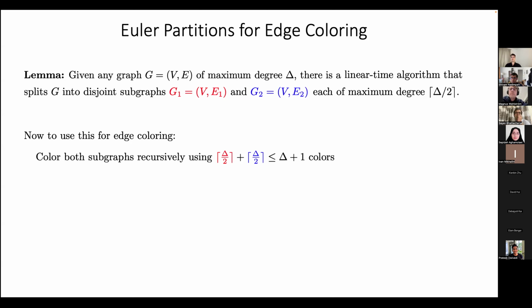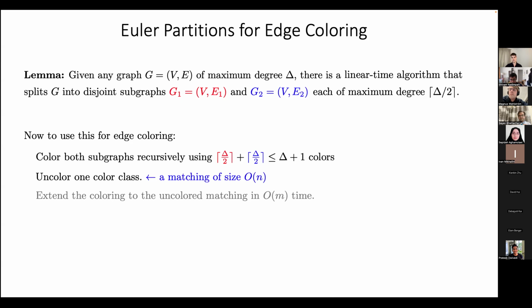So we recurse on G1 and G2, and then we have a ceiling of delta over 2 edge coloring for G1, and a ceiling of delta over 2 edge coloring for G2. And then we just take their union. This gives us an edge coloring of the graph G, right? But the problem is that this now has delta plus 1 colors, where we're trying to delta color bipartite graphs, so we have one extra color. So we uncolor this one extra color class, and this gives us a matching of uncolored edges that has maximum size big O of n.